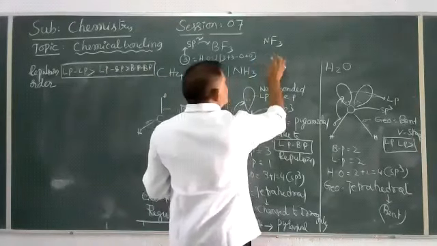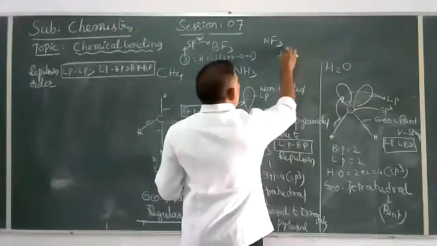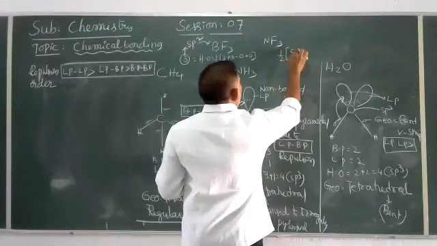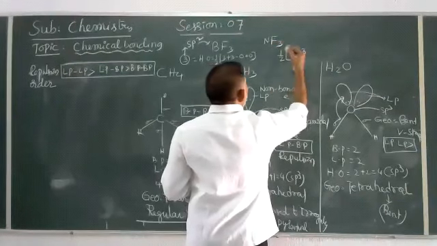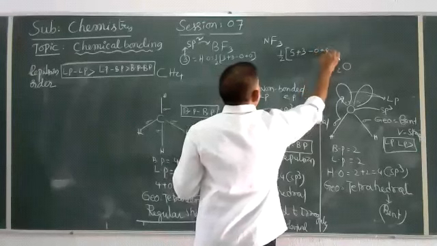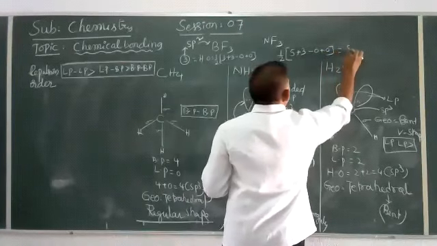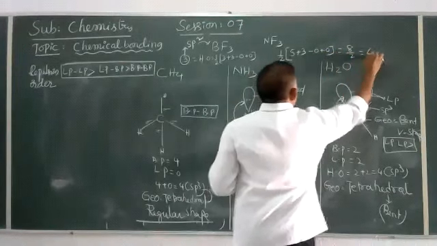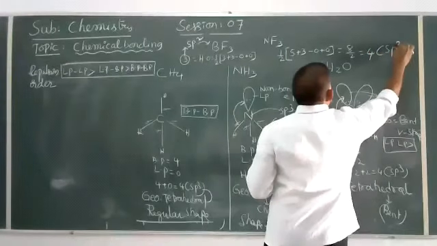Now in this case, hybrid orbitals are 1 by 2 into valence electrons 5 plus monovalent atoms 3, plus 0 plus 0, that is 8 by 2, that is 4. 4 means it is sp3.